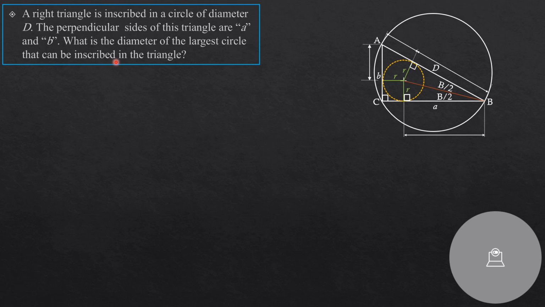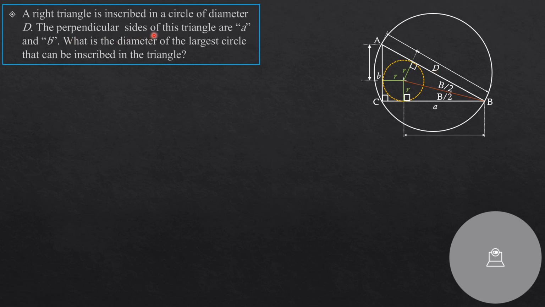So this is the problem. A right triangle is inscribed in a circle of diameter d. So this is the right triangle. It is inscribed in the circle here, and we denote the diameter, which, I hope that you know, is also the hypotenuse of the right triangle. So it is d, diameter.